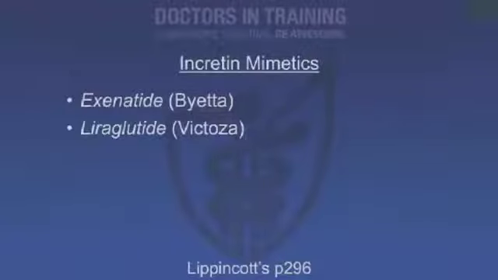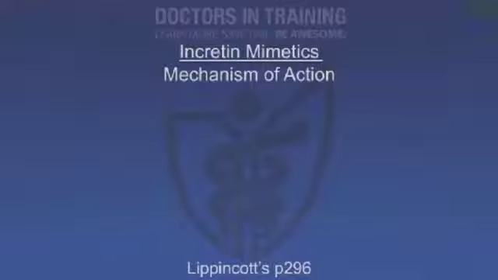Moving on then to page 296, we have the incretin mimetics. The drugs we're talking about include exenatide and a brand new one just approved in 2010, liraglutide. That one's not even in Lippincott. Liraglutide, the new drug. These drugs have a unique mechanism of action in that they mimic the action of the incretin hormones.